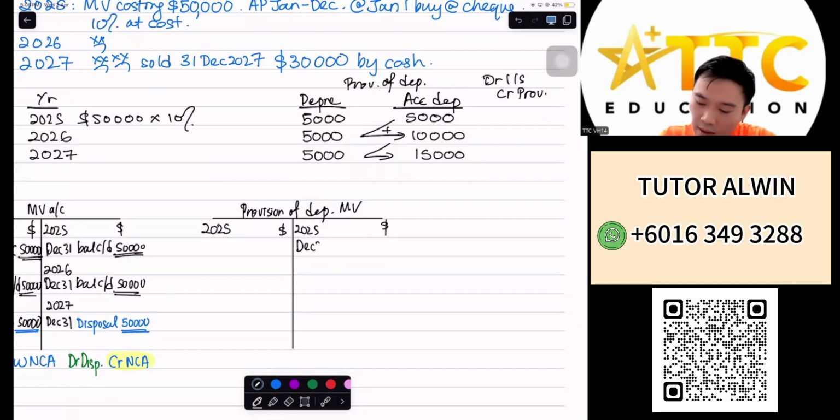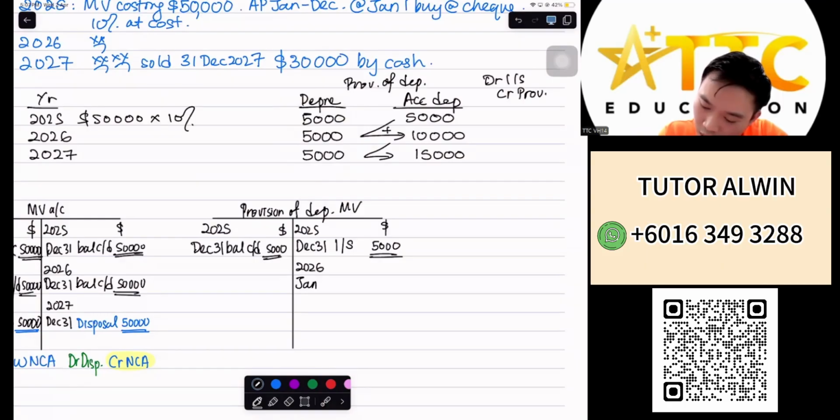Okay, this is as per 31st December. Always the provision is being credited at the end of the year because only at the end of the year you can do your adjustments. So we put income statement. So I put here in general, abbreviation. With which amount? With all this amount, 5,000. And therefore, I will have a balance carry down, 5,000. Bring it to 2026, January 1, I will have a balance brought down of 5,000.